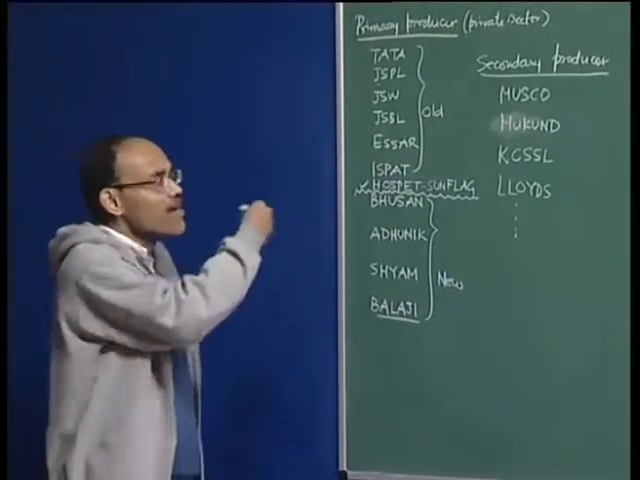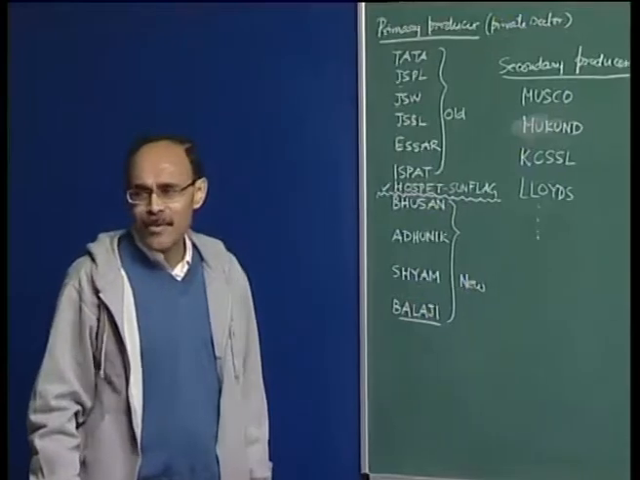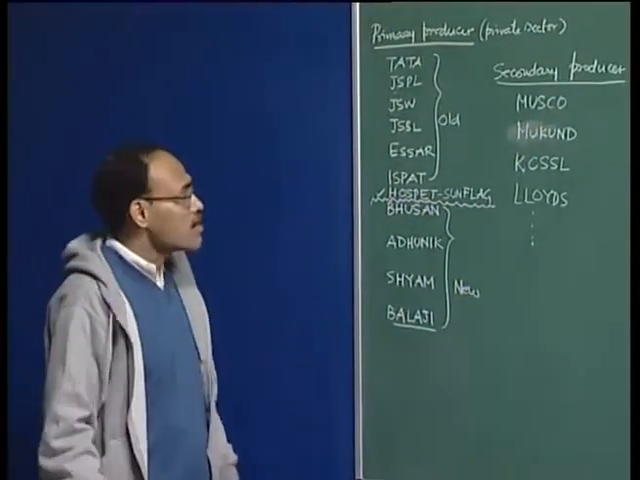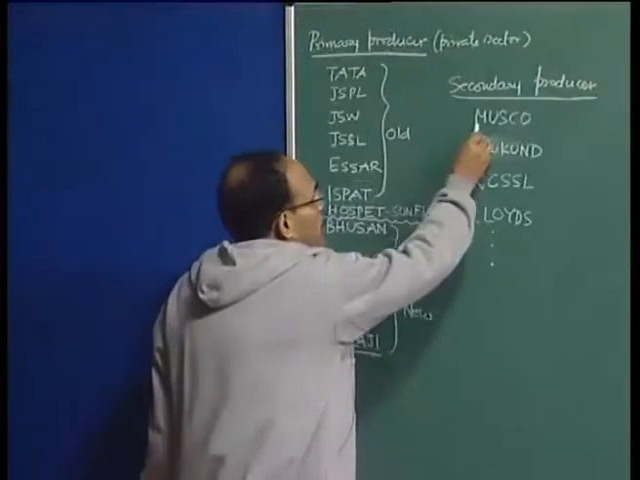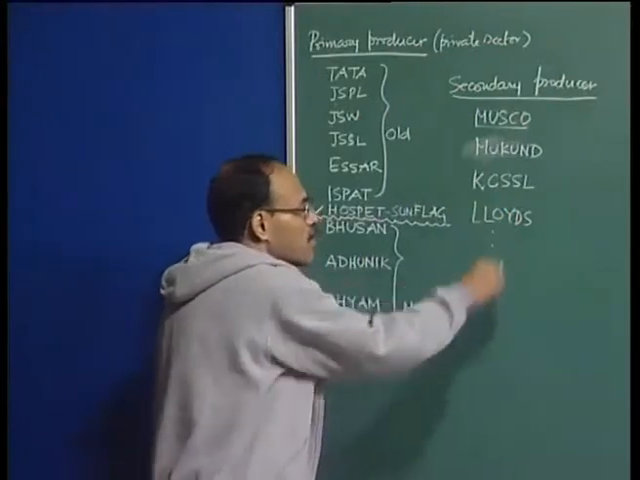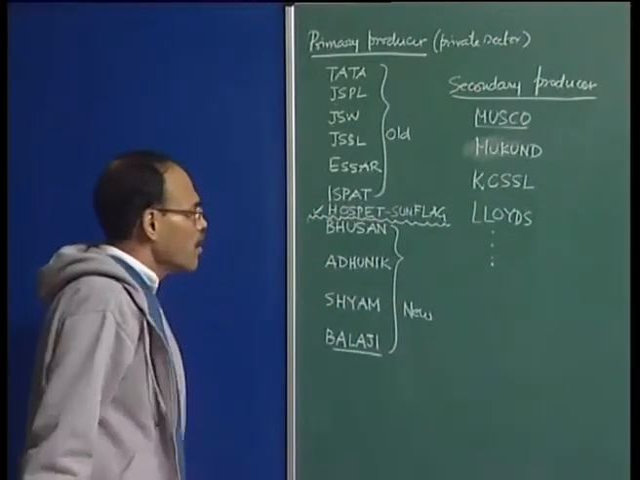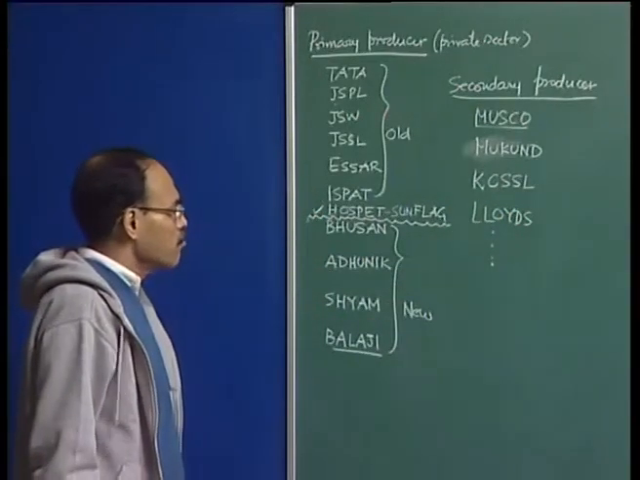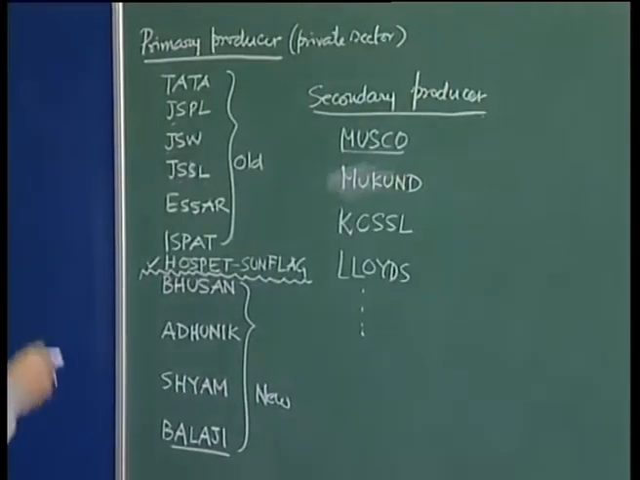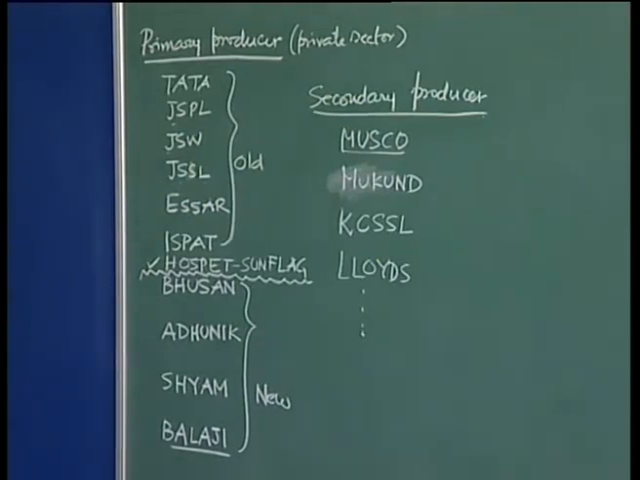And you have many secondary producers also, innumerable secondary producers. It's not possible to list all of them. I have listed some key players. So Mukand is one, Mahindra Ugine Steel Company is one, Kalyani Carpenter Special Steel, Lloyds, and there are many other steel plants which are based on electric furnaces. These are the prominent players, and they produce high quality alloy steels for automobile applications and for key engineering applications.